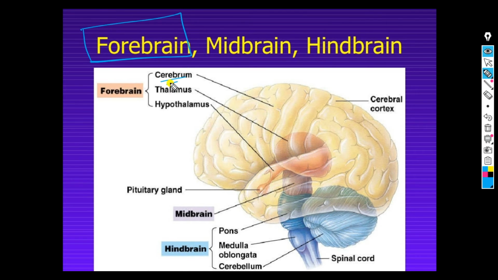In the forebrain, you can see the cerebrum and the thalamus and the hypothalamus. And in the midbrain, you can see here, it has the colliculus or corpora quadrigemina. The hindbrain includes the pons, medulla oblongata, and cerebellum.